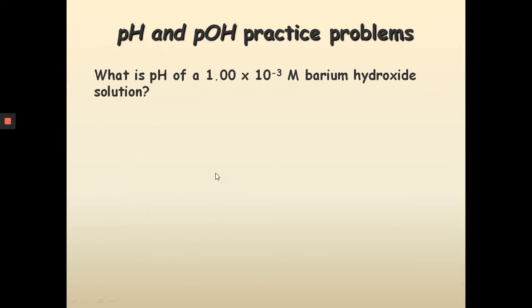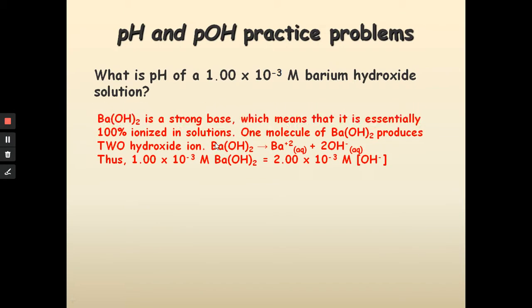Okay, what is the pH of a 1.00 times 10 to the negative 3rd power molarity barium hydroxide solution? This is a really good problem, so pay extra attention if you want to do well on this chapter exam. First of all, barium hydroxide is a strong base. Again, this is one of the 6 species you have to recognize as a strong base, which means that it is essentially 100% ionized in solution.